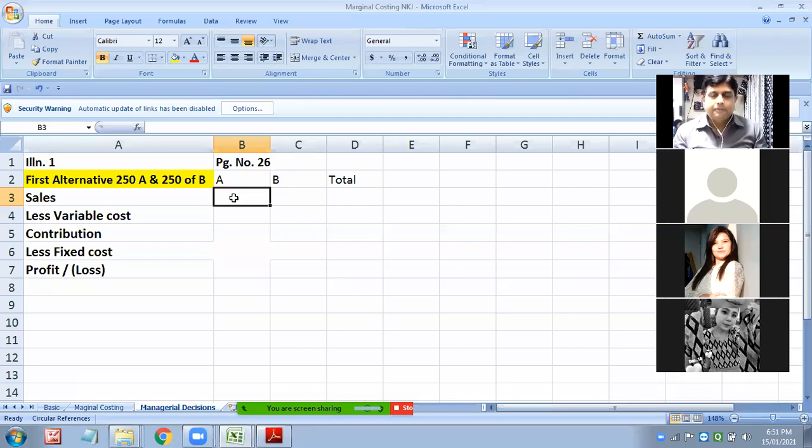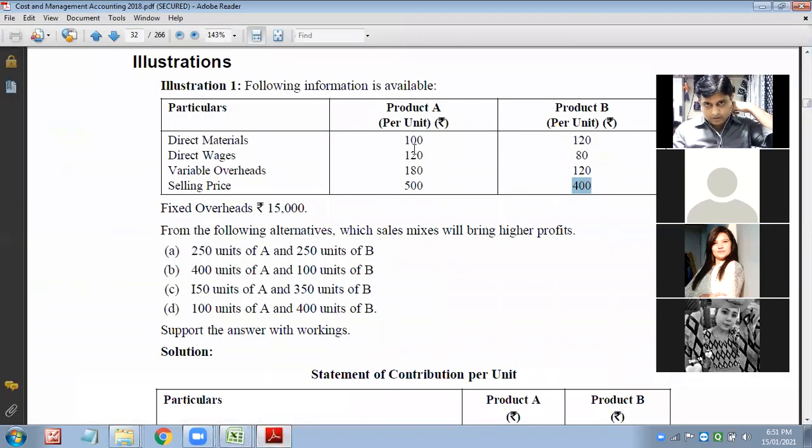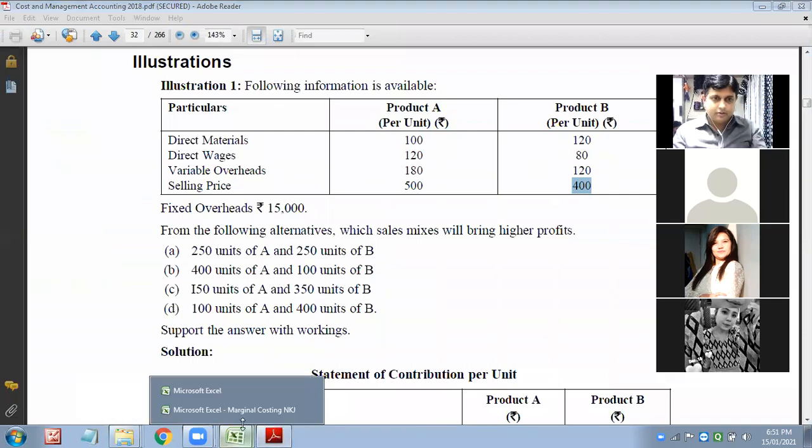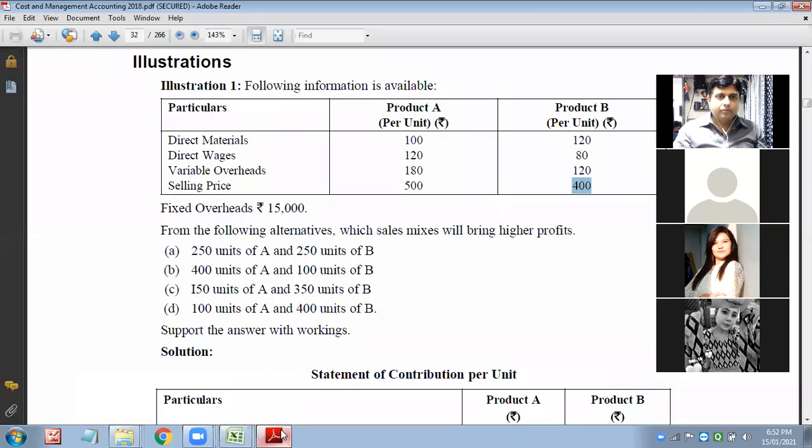So what will be the sales for me? Total of sales. Can anybody tell me? Selling price कितना है? 500 and 400. Variable cost कितना है? Just now we have seen 400 and 320. Okay. Fixed cost दिया हुआ है, 15,000.